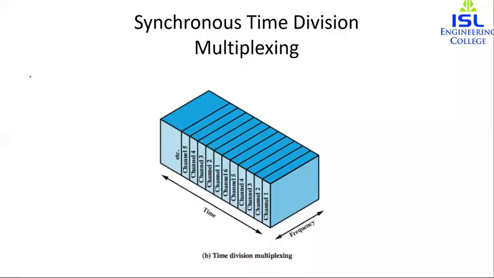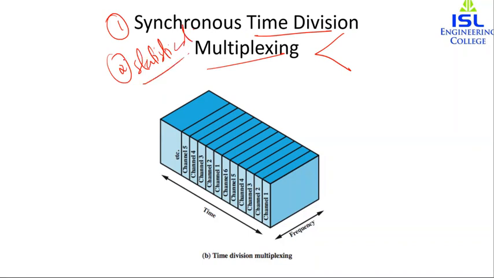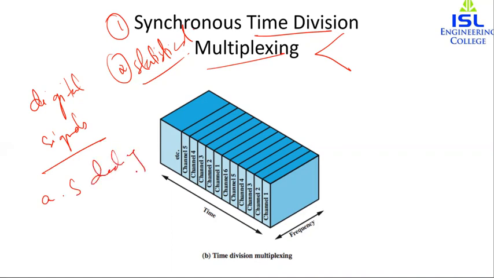Next, we have time division multiplexing. In the case of time division multiplexing, we have two types of multiplexing. One is the synchronous time division multiplexing. The other is the statistical time division multiplexing. In our syllabus, we'll be studying only about synchronous time division multiplexing. That is, it can be used with digital signals or analog signals carrying digital data. So basically, it deals with digital signals and analog signals dealing with digital data.